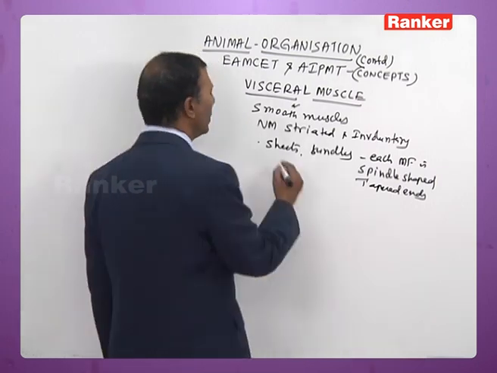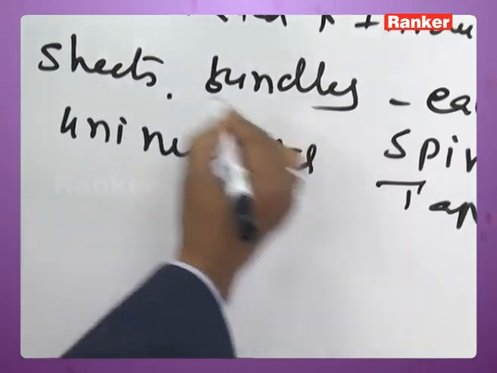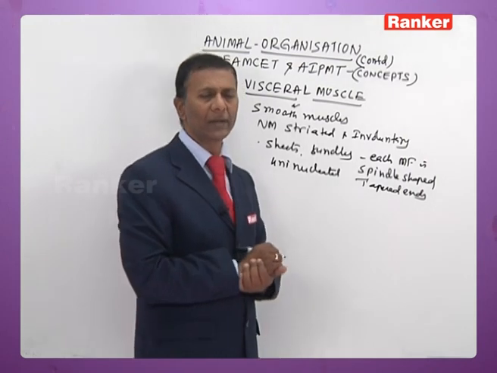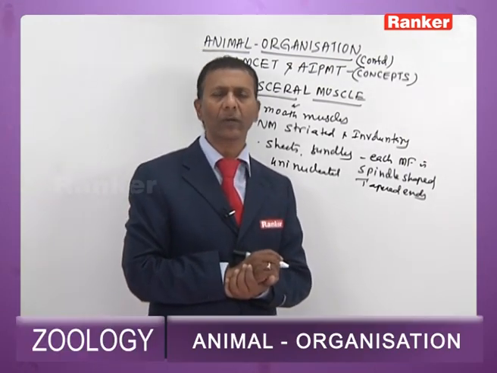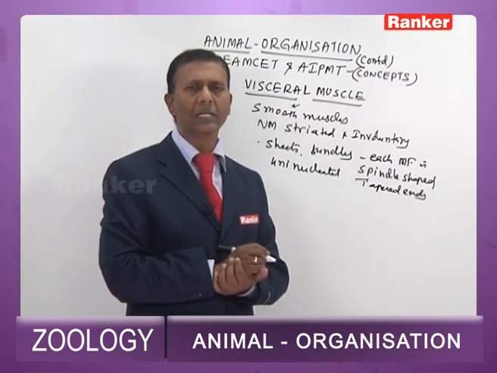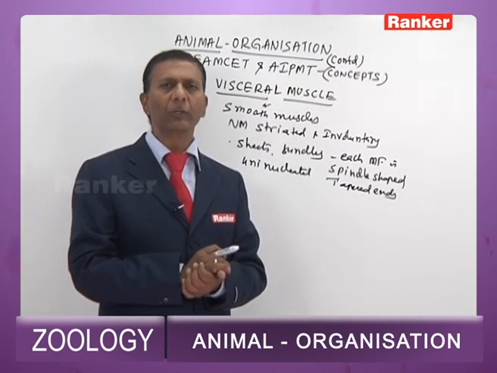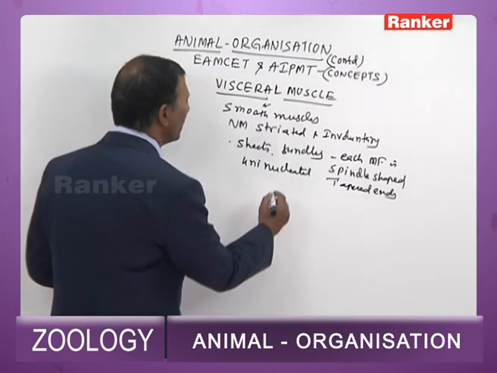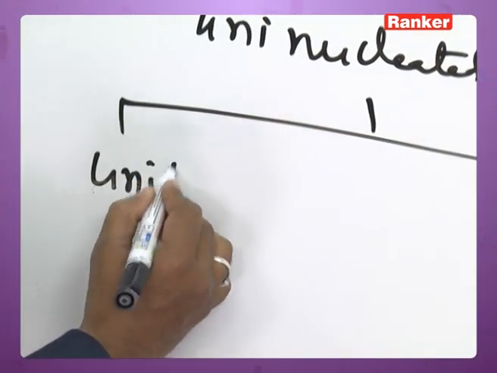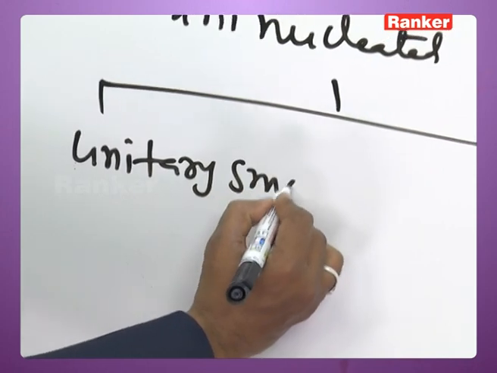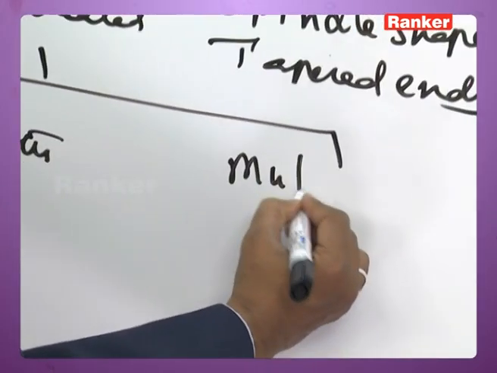And it is uninucleated. Unlike skeletal muscle, which is syncytial with many nuclei without cross walls, visceral muscle is uninucleated and spindle shaped with tapered ends. The smooth muscle fibers are of two types: unitary smooth muscle fibers and multi-unitary smooth muscle fibers.